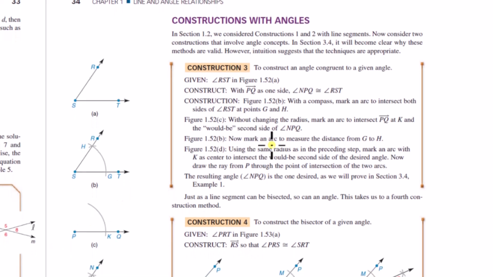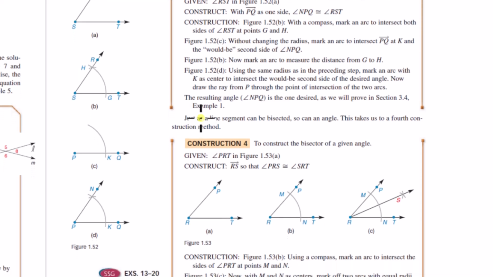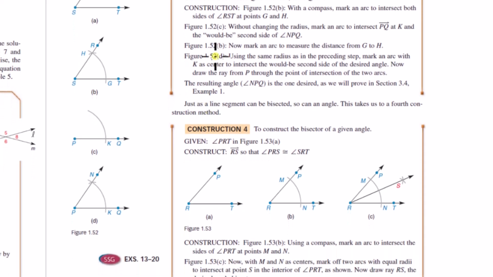Now mark an arc to measure the distance from G to H. So you come here and you make an arc, and you adjust the radius of the compass here. Now using that same radius, mark an arc going from K to here. Where those two arcs intersect is where you're going to draw the ray PN. See, that's pretty cool. And so then you have a congruent angle.